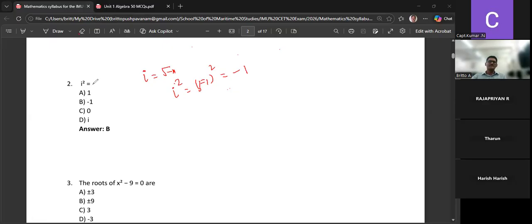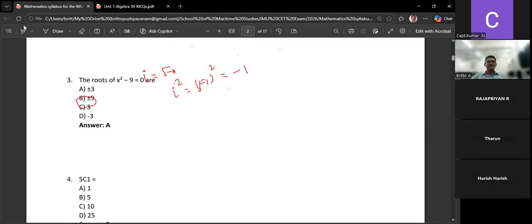So the i squared value, but you should know what the i value is. The i value is the square root of minus 1. If you square both sides, you get i squared is equal to minus 1. So here the correct answer is what? B. Okay. Now we move on to the next question, question number 3.